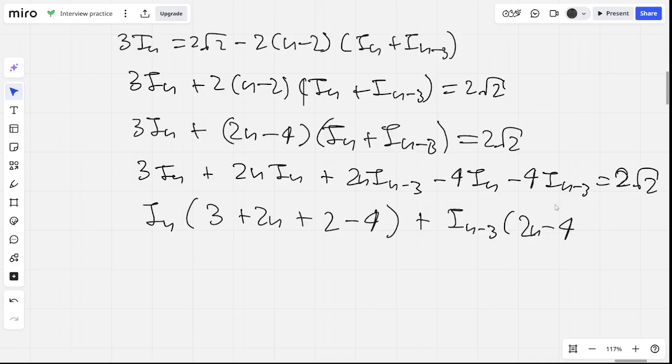Is this correct? Yes. And this should be the same as.